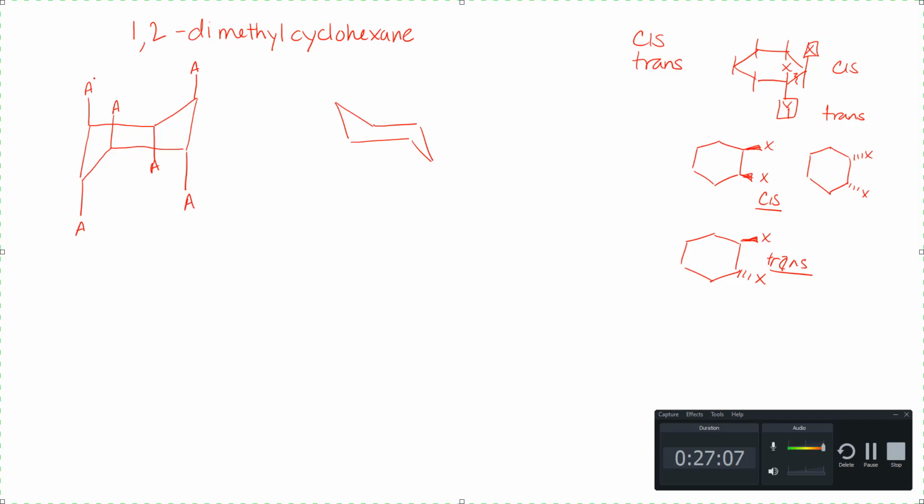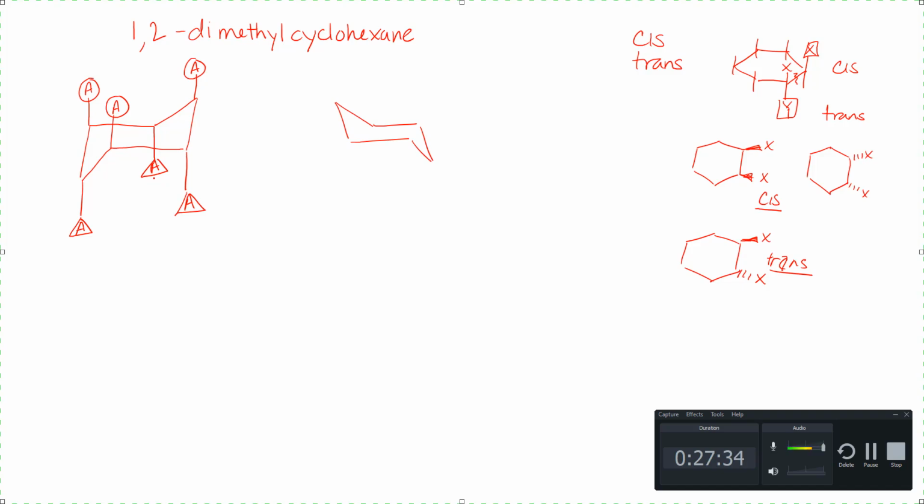So let's use circles for above the plane of the ring, and let's use triangles for below the plane of the ring. And if you're a person that has one of those little bags of colored markers and highlighters in class, you can color code this. But I have my axial positions that are above the plane of the ring and my axial positions that are below the plane of the ring.